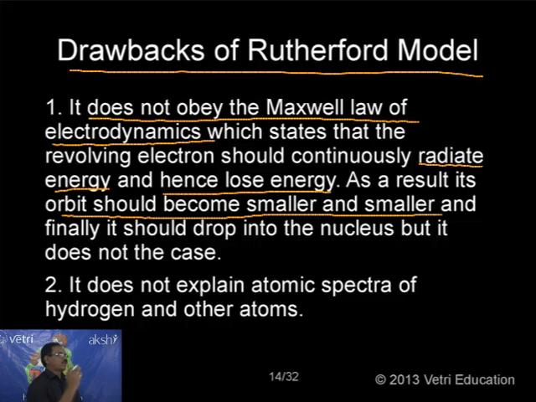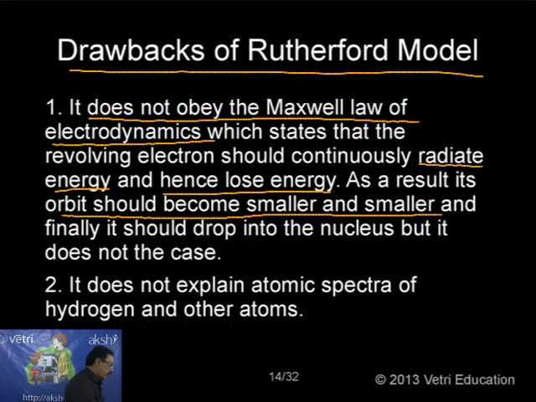Why? The Rutherford model fails. Why? The electron is a charged body. It is always emitting radiations. After emitting, automatically it will lose all the energy. When it is losing all the energy, it should come and fall into the nucleus. Why is it not falling? No explanation is given by Rutherford.